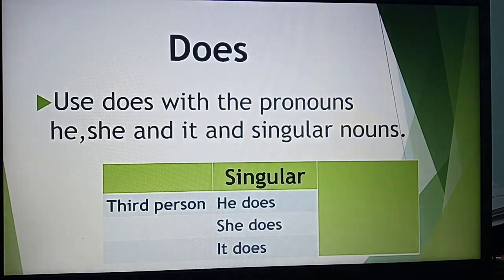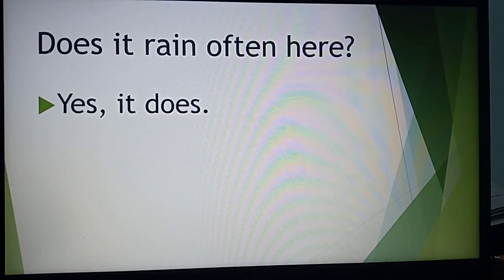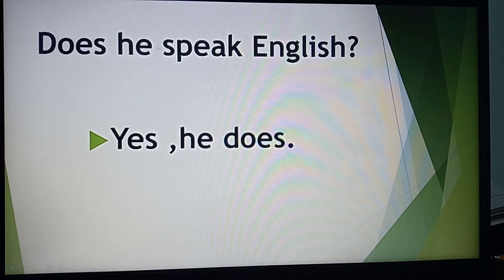Okay, how about the examples of does? Does it rain often here? Yes, it does. Okay, it, because you use it in the question. Another, does he speak English? Okay, the pronoun is he, therefore you use does. Yes, he does. Does he speak English? Yes, he does. The pronoun is he, therefore you're going to use the verb to do, which is does.